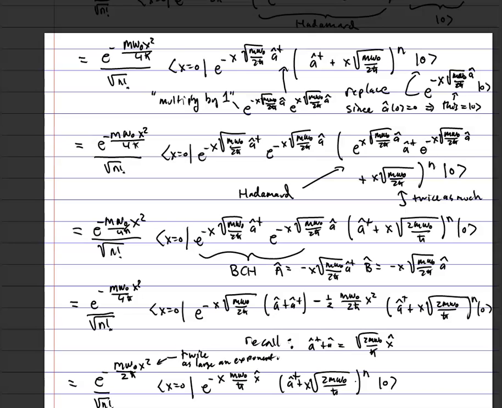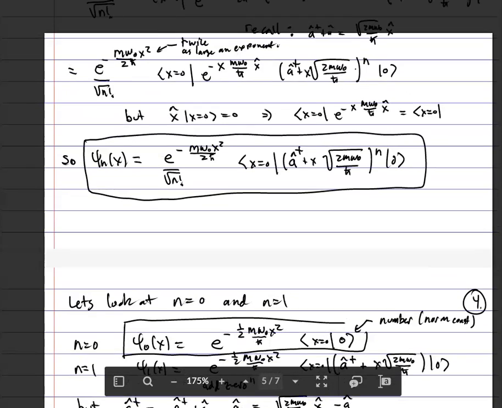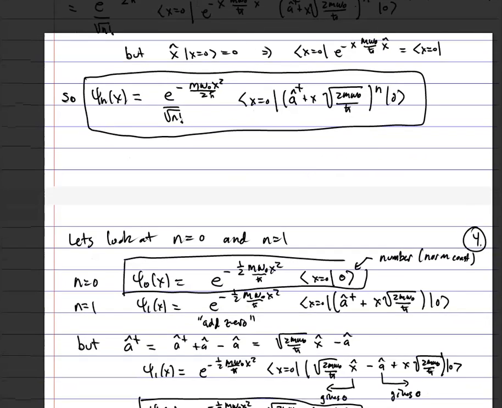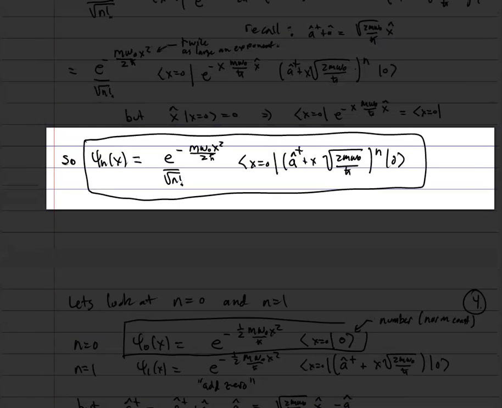And now I can replace the exponent, the a plus a dagger, with the x hat. And when that operator acts on x equals 0, it gets replaced by 1. So we have done everything that we had described before. We have gotten it now into this form right here, inside the box.